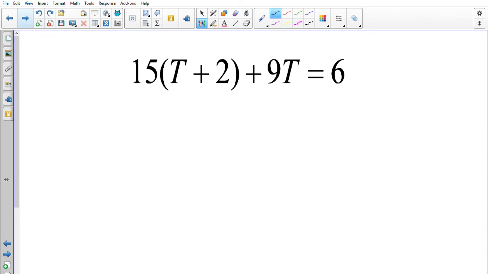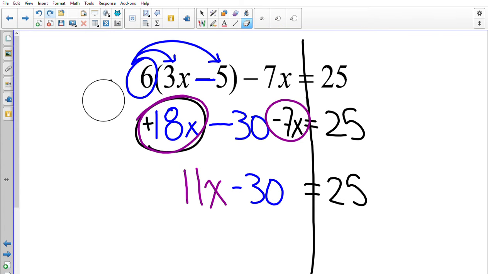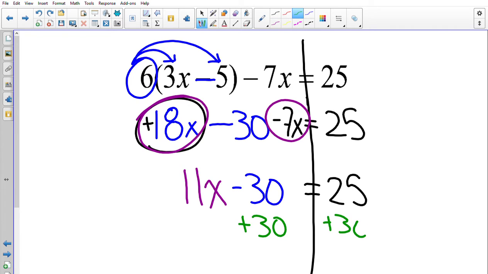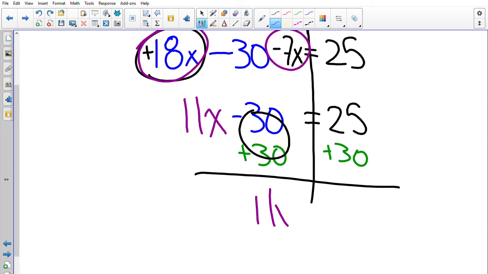So, next step then, we are looking at the 11x minus 30. My x's are on one side. My x's are not alone. I'm going to add 30 to both sides. That then takes the 30s on the left, the negative 30 and the positive 30, and cancels them out, so they become a 0. You're left with 11x on the left equals then on the right a positive 55.